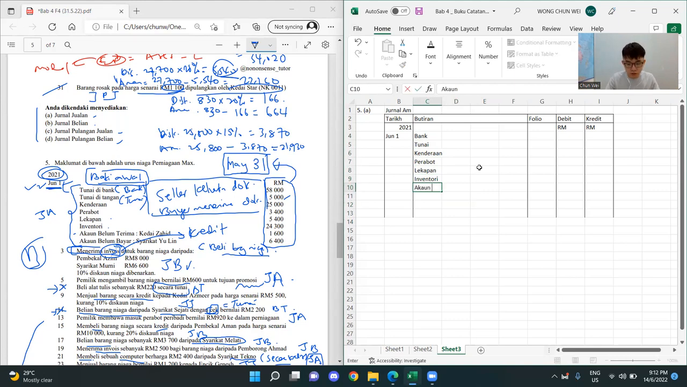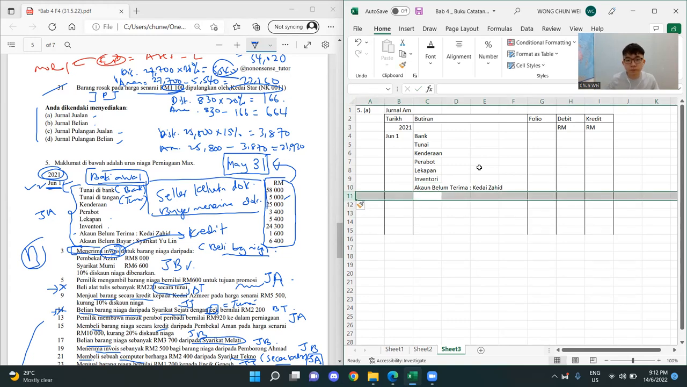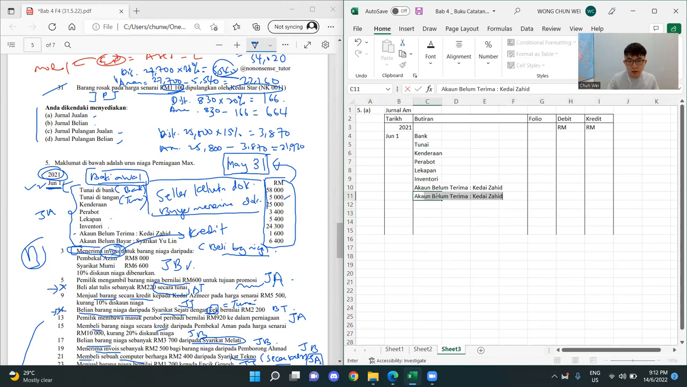Okay, this is quite nice. Okay, akaun belum terima. Kedai Zahid. Then you got akaun belum bayar. Okay, so now this akaun belum bayar is a liability. Then a liability, then you need to skip. I told you, a space of your thumb. So about here, like that. So then you write akaun belum bayar. This is syarikat. Okay, let's throw in the figure first. So the bank is 58,000.